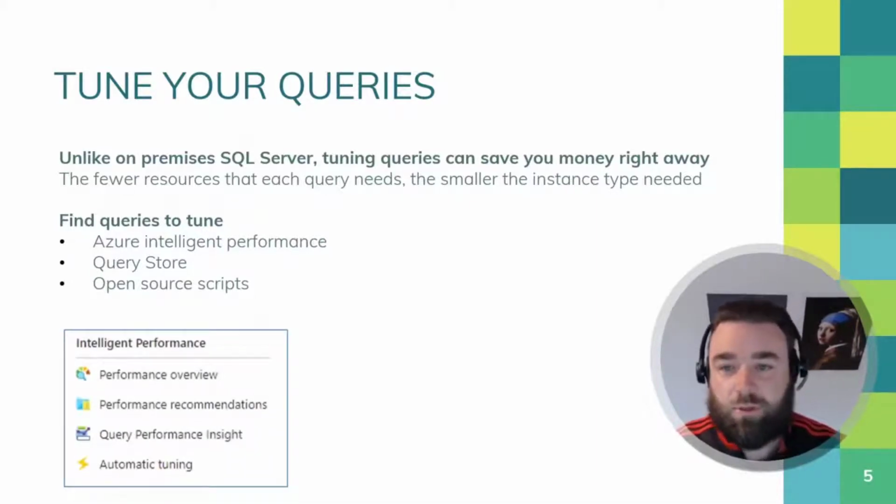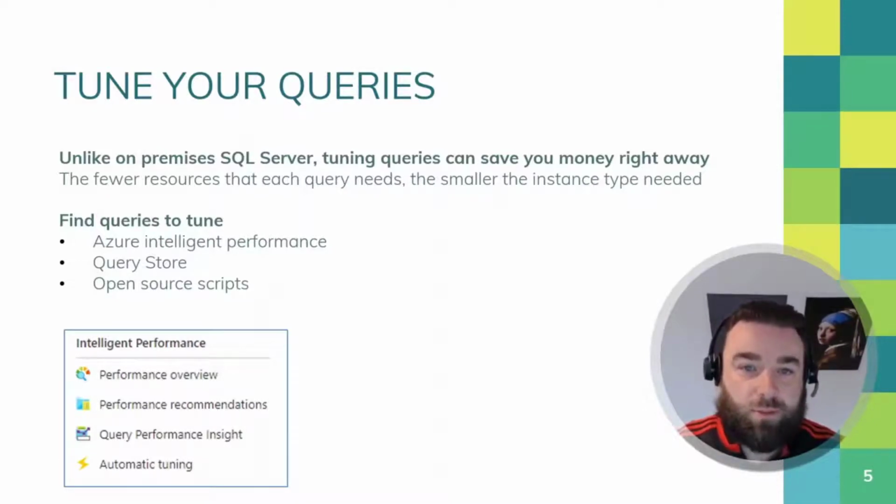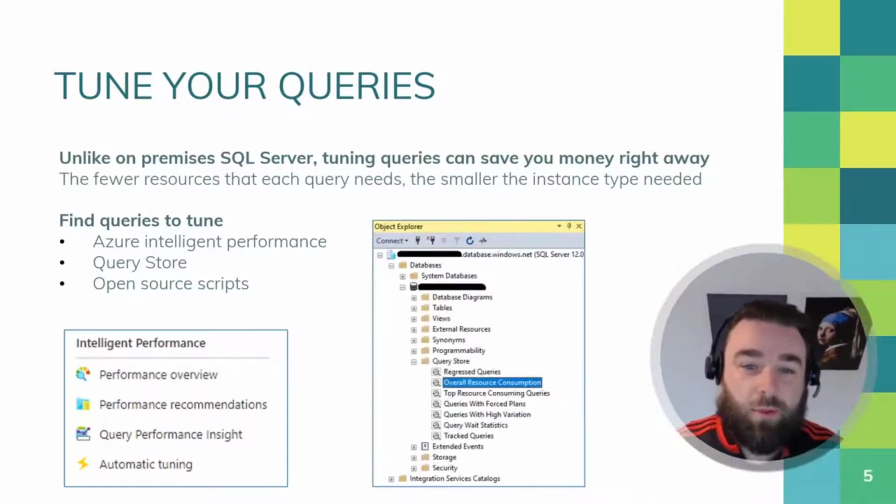So how are you going to find your top consuming queries? Well, the Azure portal itself has this intelligent performance section where you can see an overview of your high performing queries. It also has an automatic tuning section as well. There's the query store that you can access from within Management Studio. And if you use the query store, you'll be able to see quite useful, intuitive graphs that show which queries are using the most resources.